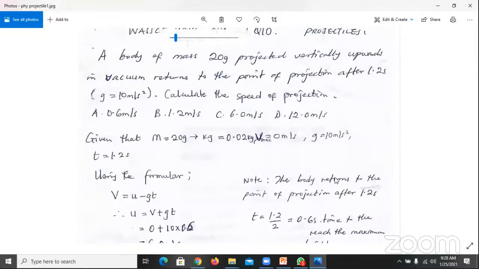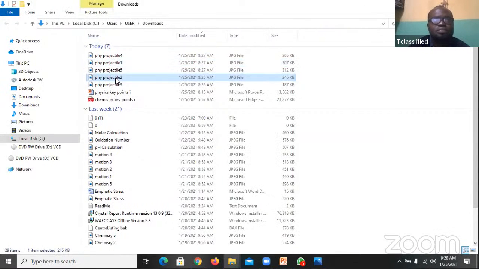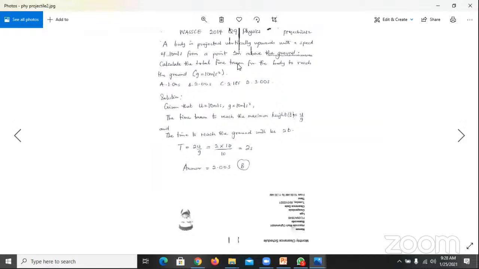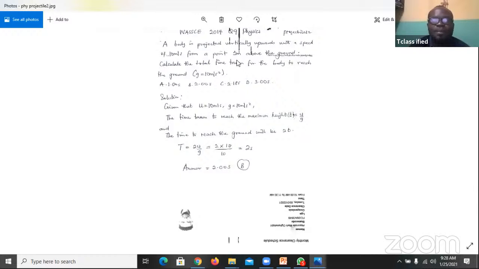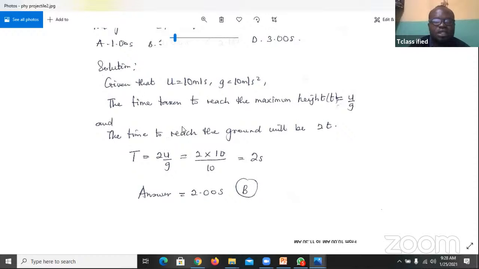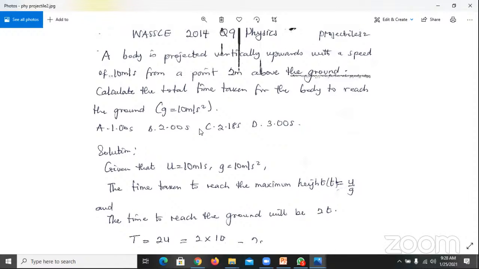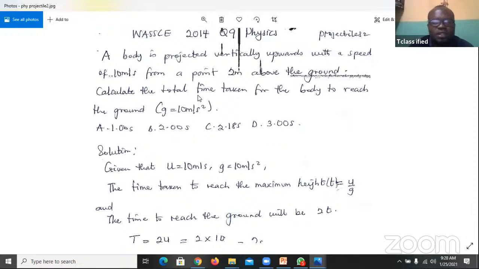Okay, so let's look at another problem. Is it because they said that it's projected vertically upward? Yeah, because it's projected vertically upward. Okay, so let's look at this 2014 past question, physics.